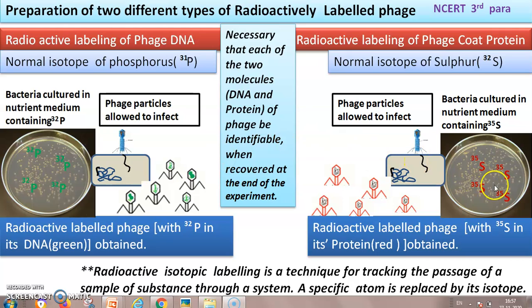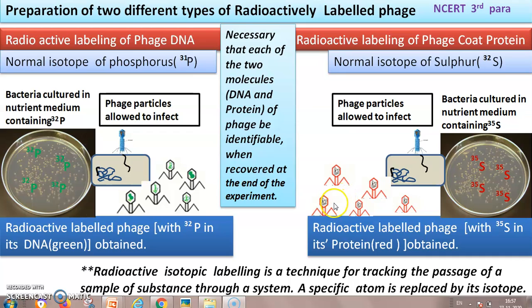Similarly, the culture plate containing S35 was meant to label protein, because sulfur is a component of protein. They grew bacterial cultures in it, and the bacteria incorporated this S35 in their protein. So when phage particles were allowed to infect, their protein coat also had S35, which would be radiolabeled when radioactivity was studied. And this red and green color has nothing to do with it. This is just for understanding.